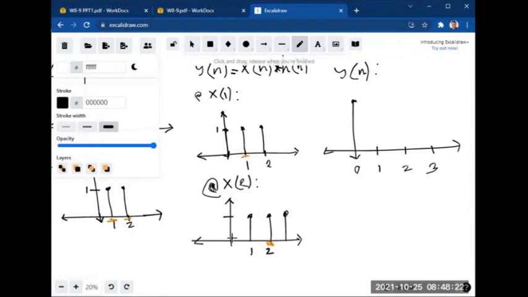Okay, so at 0, we only have 1 impulse signal here with a height of 1. Okay, this is for 0. At 1, we have 2 impulse signals from input 1 and input 2, each with a height of 1. So we will add this, giving us a height of 2.